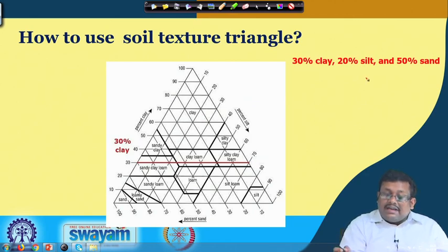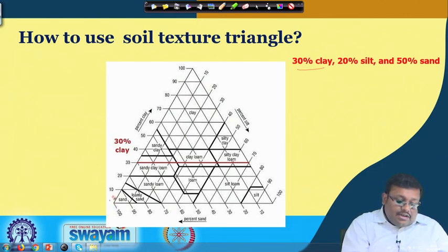Let us start with the clay. There is 30% clay. So, we will start from here: 0% clay, 20% clay and 30% clay. At the 30% mark we will draw a parallel line. As you can see here, this is a parallel line which is along the percent sand side. So, this is the first step.